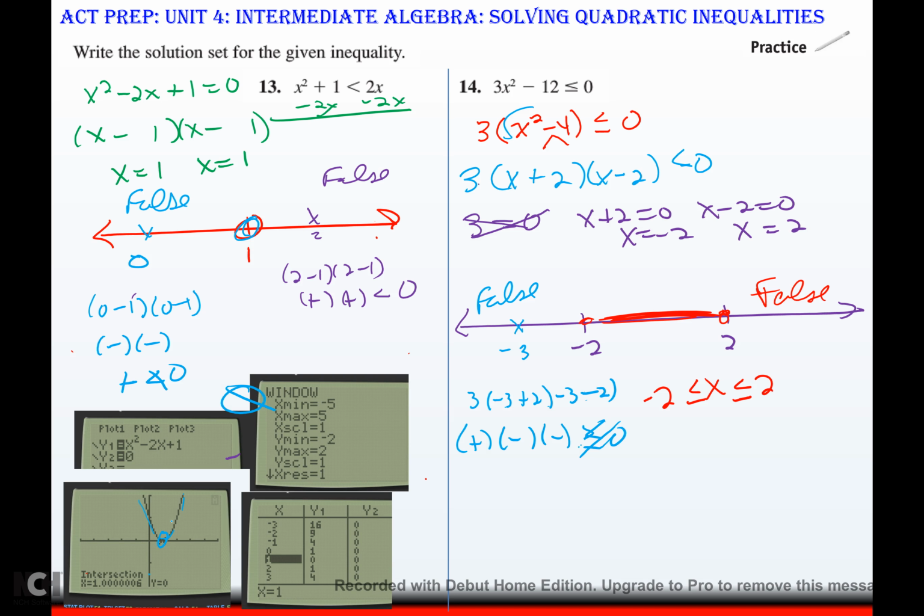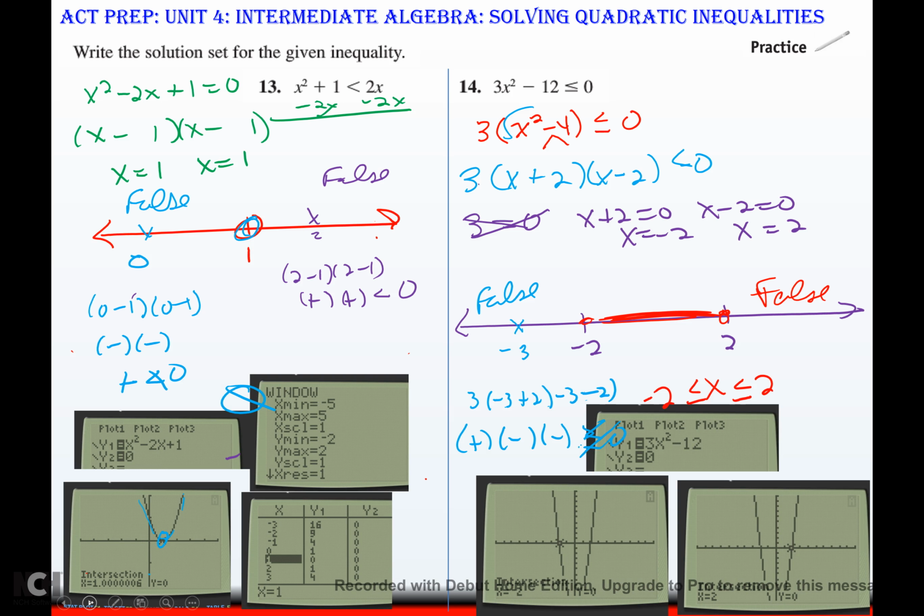All right, and on this one, there's my between the twos. I don't know what I was doing there. But anyway, we want to know when is the parabola below 0? Well, that's here and here, which corresponds to the x's in the middle.